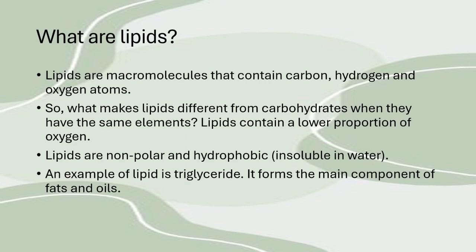So what are lipids? Lipids are macromolecules that contain carbon, hydrogen, and oxygen atoms. And what you would have noticed is that that's exactly the same elements involved in glucose. So what is the difference between lipids and carbohydrates when they literally have the same elements? It's that lipids contain a lower proportion of oxygen. Lipids are non-polar and hydrophobic, which means they are insoluble in water. And an example of lipid is triglyceride. It forms the main component in fats and oils.